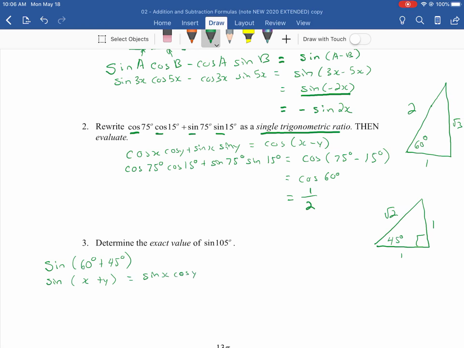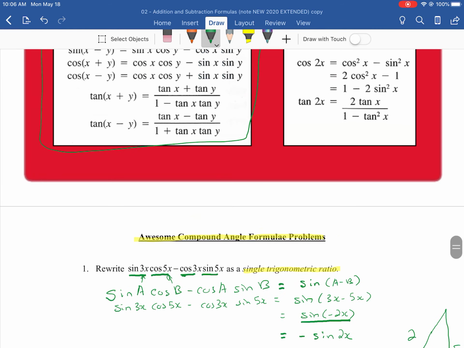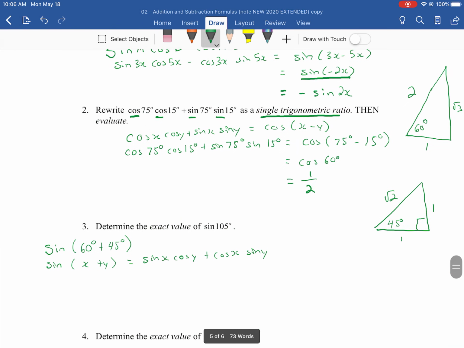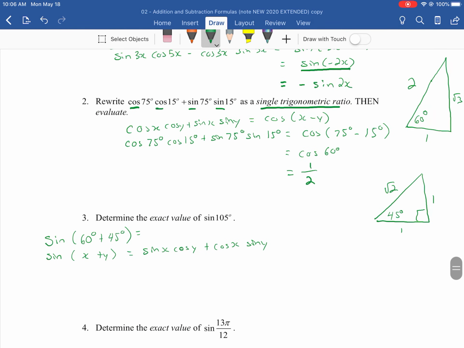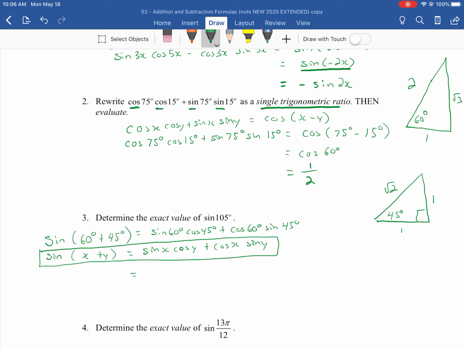So then I get sine x cos y plus cos x sine y, like that. I'll just copy that straight down there. I'm using 60 and 45, so instead I'm going to write sine 60 cos 45 plus cos 60 sine 45. And all of these things I can do right off my special triangle. For instance, sine 60, I'm just going to put a little box around this because I'm just using that. It's not really a step in all this. I'm just using that to guide myself.